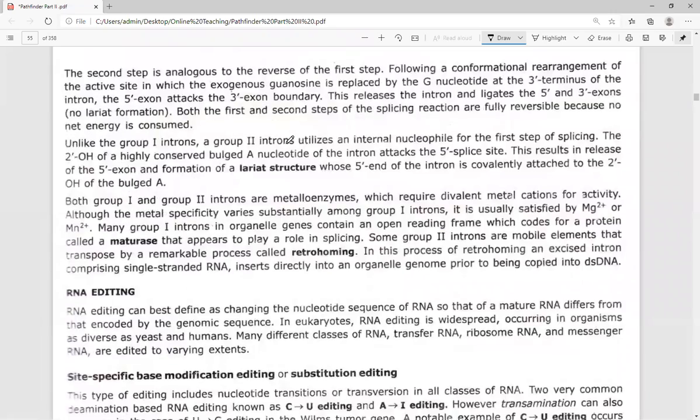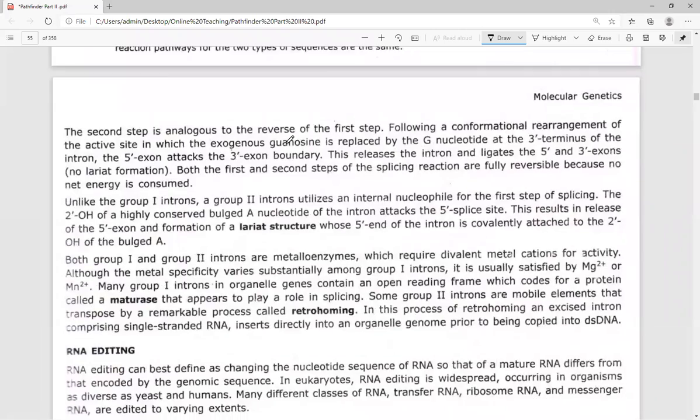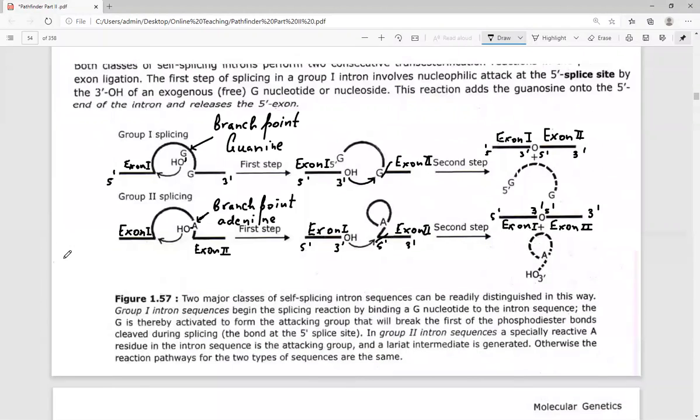Now, what we will have to study is how the process of homing and retrohoming takes place. What is homing and what is retrohoming? From here, we will start discussing the process of homing and retrohoming.